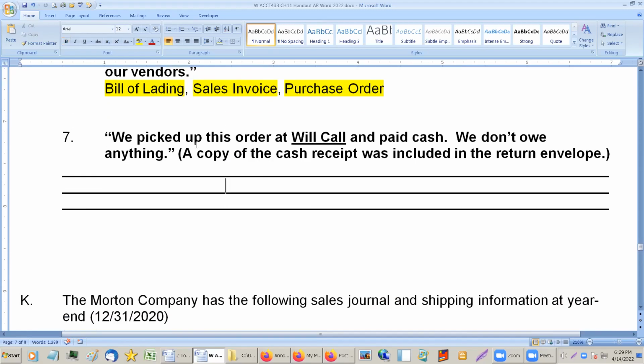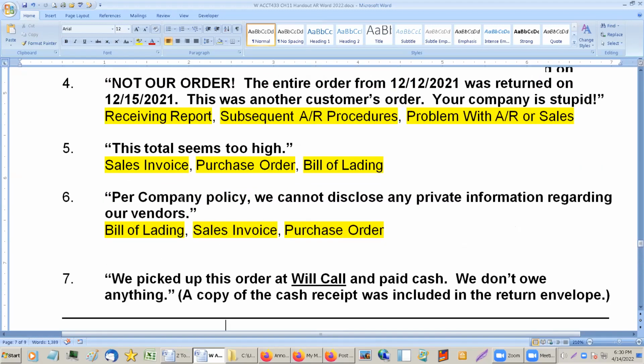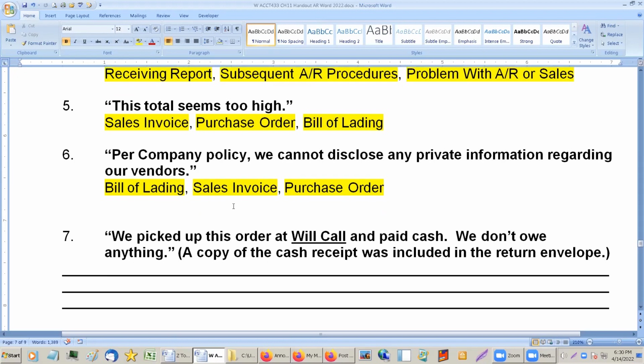Okay. We picked up this order at will call and paid cash. We don't owe anything. A copy of the cash receipt was included in the return envelope.